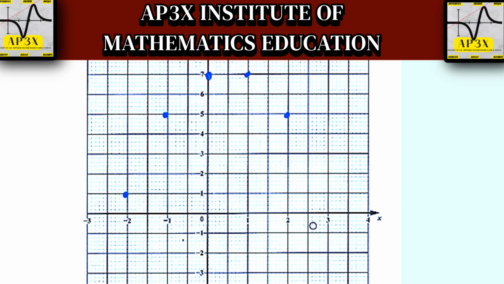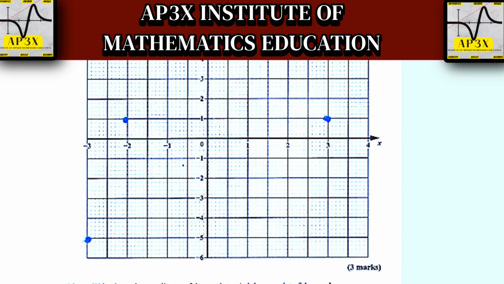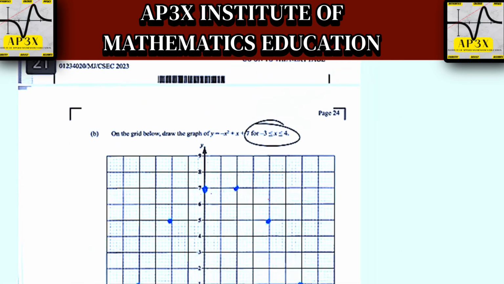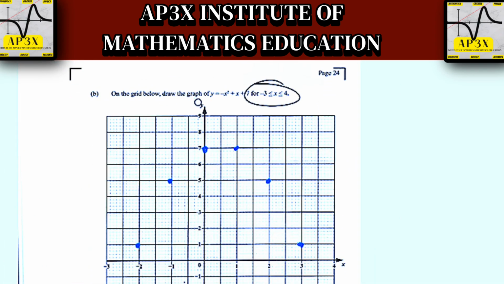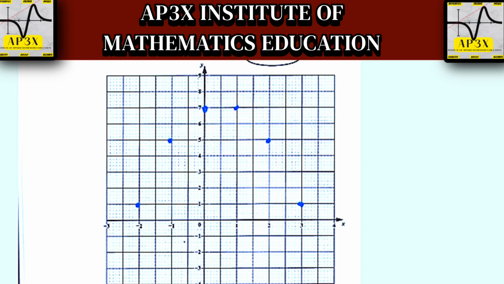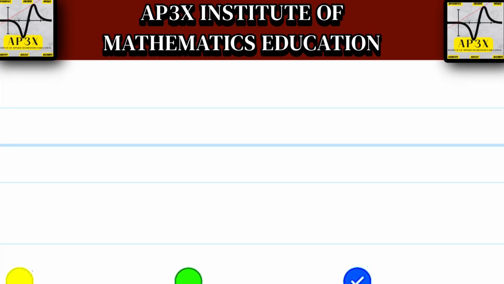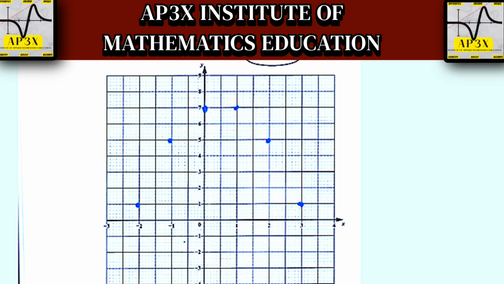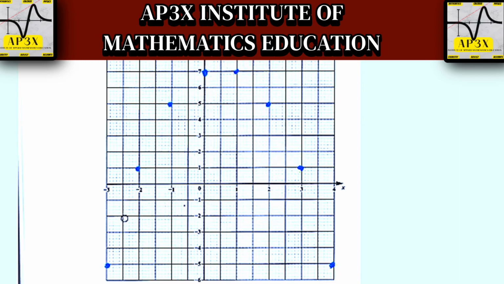And 3 to 1. So that's 3 to 1 right here. And then of course finally we have 4 to negative 5. That's 1, 2, 3, 4, 5, all the way down here. All right, and those are our points. It says on the grid we should draw the graph, so we're going to go ahead and draw that graph. Okay, so let's go ahead and use a red here and just kind of smoothly draw our curve.